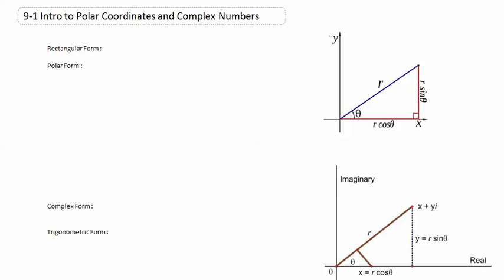This lesson is 9-1 from your book. This is an introduction to polar coordinates, and we're also going to talk a little bit about complex numbers. So, polar coordinates compared to rectangular coordinates.